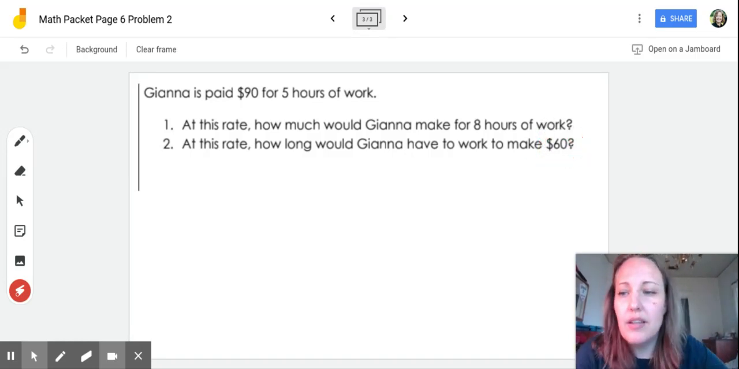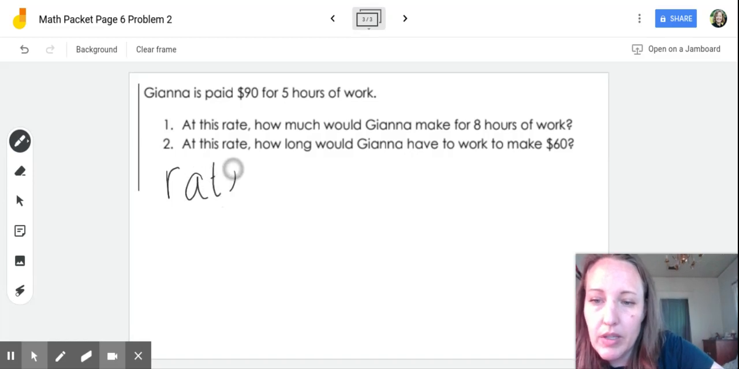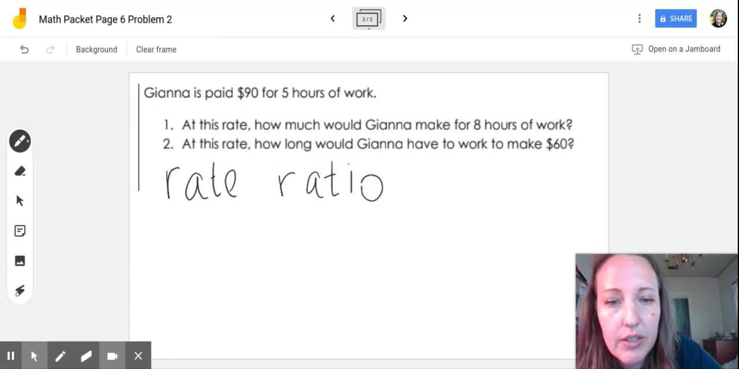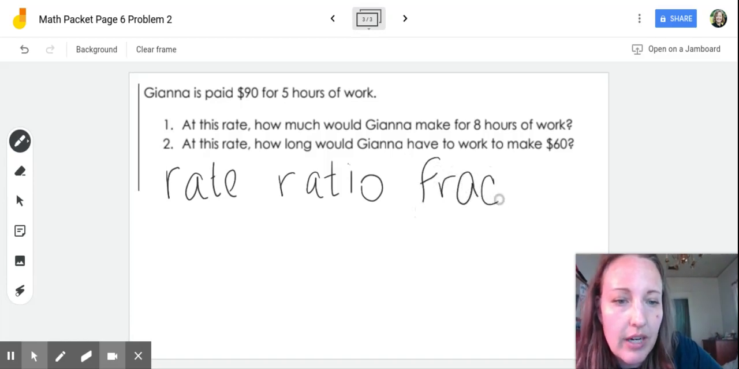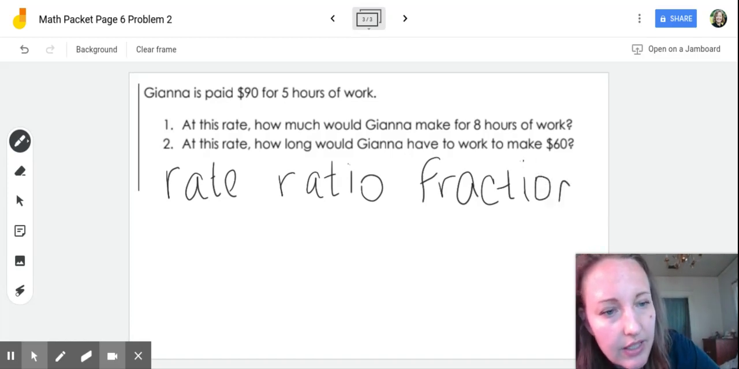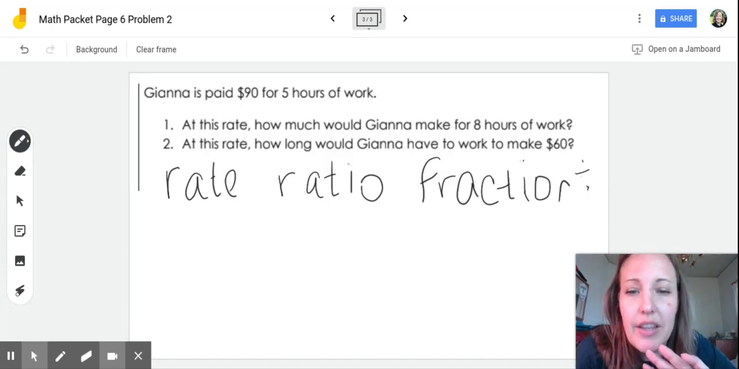So this is a rate problem, right? And every rate problem is also a ratio problem. Ratio, right? Every ratio is just a fraction. And every fraction is just a division problem. All right, so these are some cool ways to kind of think about how everything's related, right?